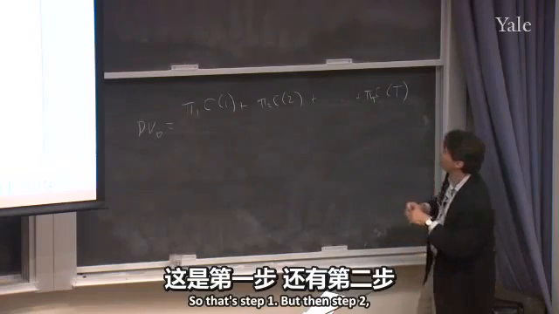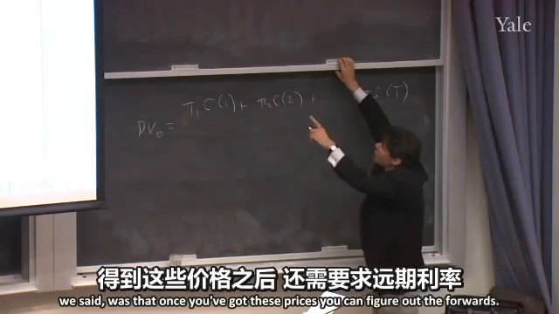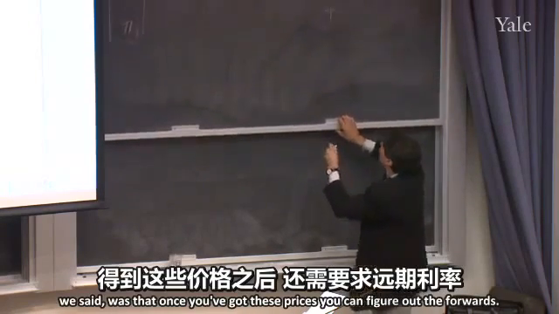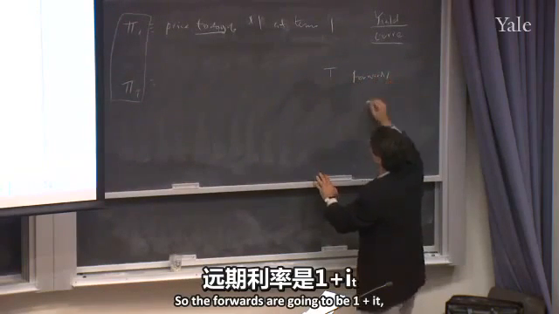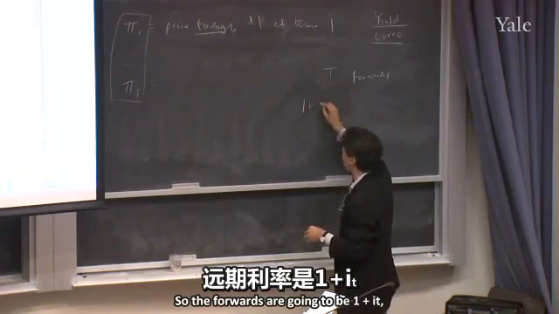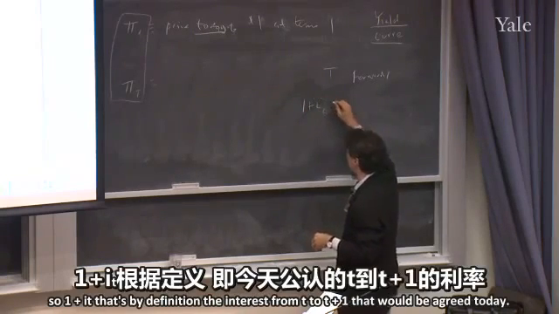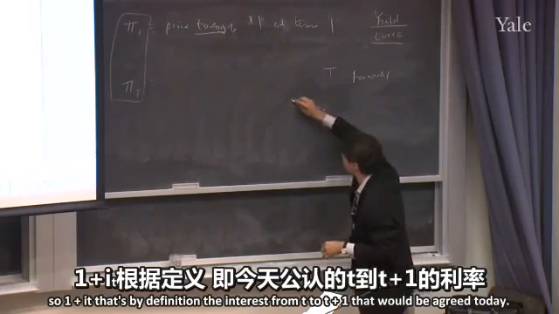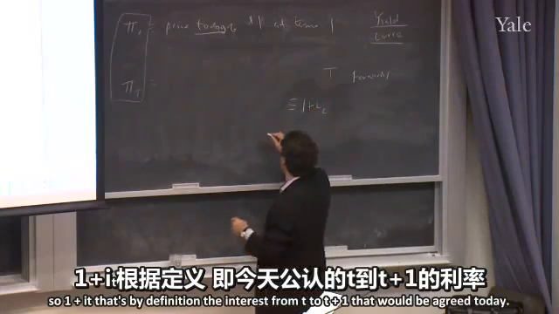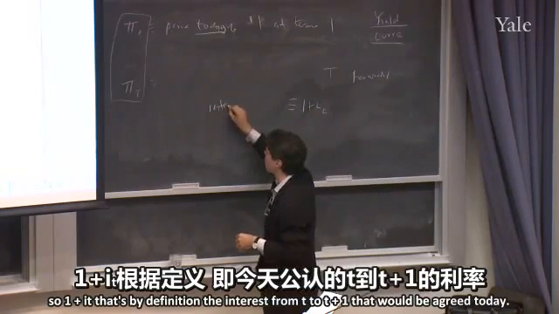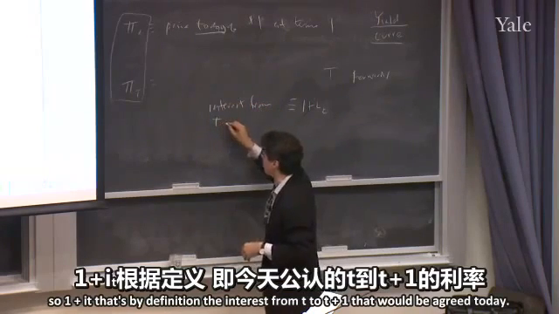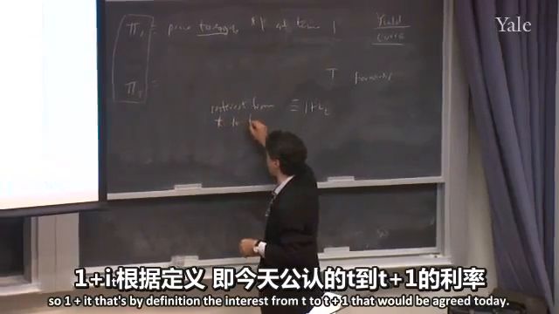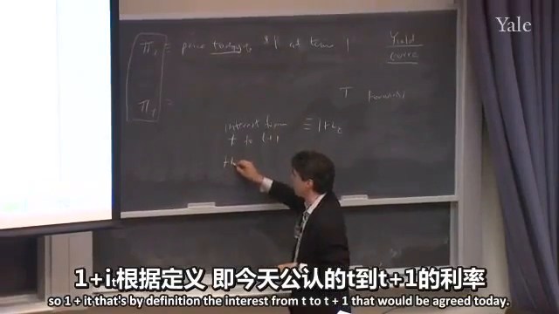But then step 2, we said, was that once you've got these prices, you can figure out the forwards. So the forwards are going to be 1 plus it. By definition, 1 plus it is the interest from t to t plus 1 that would be agreed today.